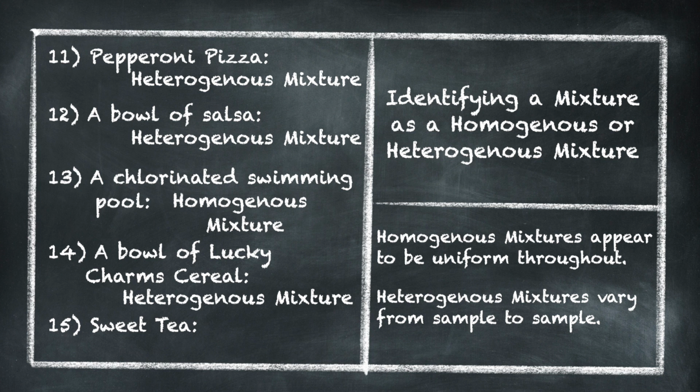And finally, number 15, sweet tea. Though sweet tea contains sugar molecules and tea molecules, you cannot visibly tell the difference between the sweet tea and unsweet tea, which contains no sugar. Because sweet tea is uniform in appearance, it's going to be considered a homogeneous mixture.